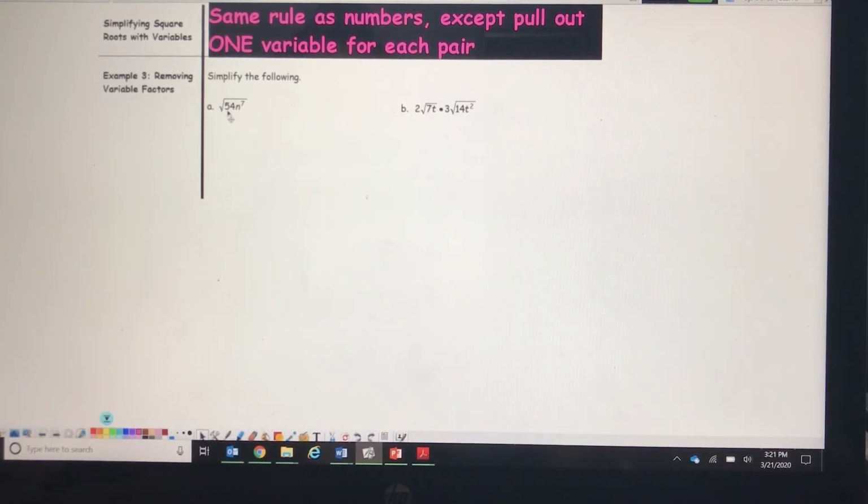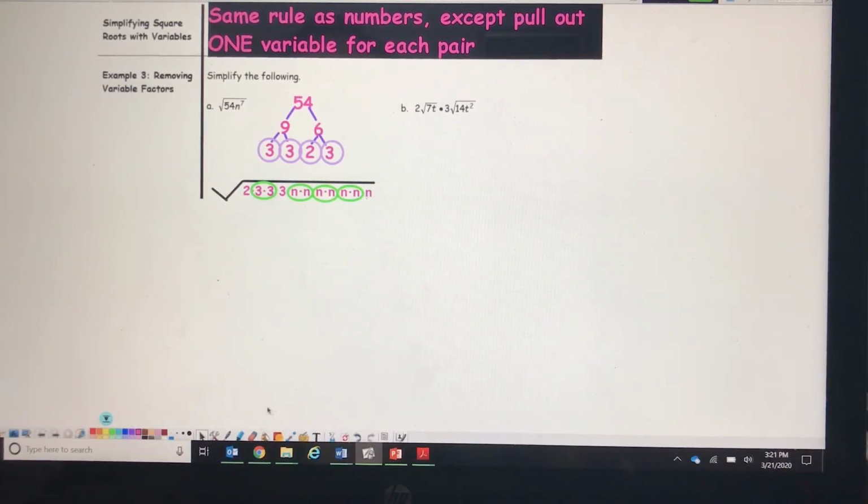I have the square root of 54 n to the 7th. I'm going to need to do my factor tree for 54. It should look somewhat like this. When I go place it underneath my square root symbol now, the number process stays the same. If you take a look, I still write them the same way.